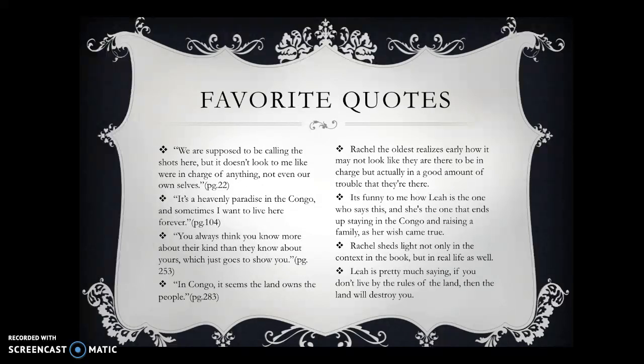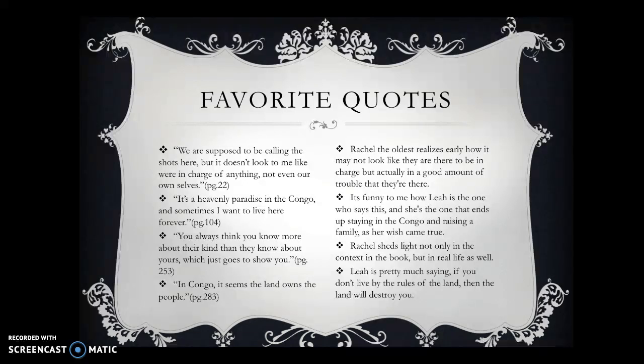Some of my favorite quotes from this novel were, the first one is, "We're supposed to be calling the shots here, but it doesn't look to me like we're in charge of anything, not even ourselves." That was said by Rachel when she realizes early on how it may not look like they're in charge, but actually in a good amount of trouble there. The next one is, "It's a heavenly paradise in the Congo, and sometimes I want to live here forever," which was said by Leah, and it's funny to me because it foreshadows how Leah actually ends up staying in the Congo, raising a family, which her wish actually came true.